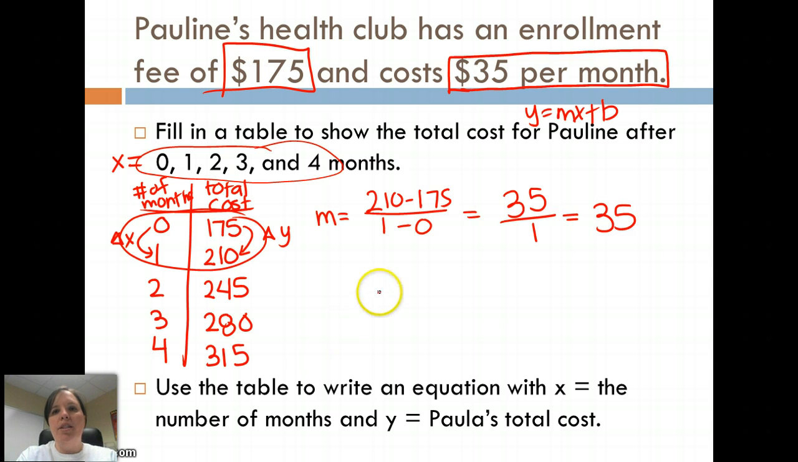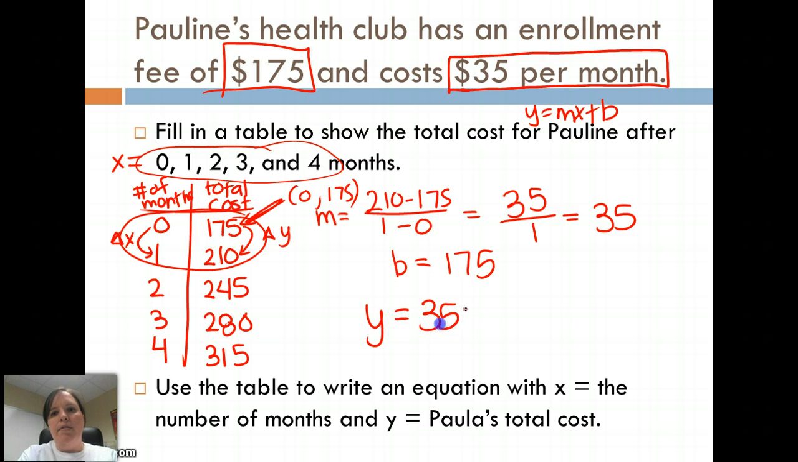And then what would the y-intercept be? Well, you could solve for it, or you could notice right here we have the point 0, 175. So that means 175 is your y-intercept and is your b value. So the equation would be y equals 35x plus 175. We're talking about slope-intercept form. Could you write it in point-slope? Sure, but with what we're going to be doing with the equation, it's going to be much simpler to have it written in this format.